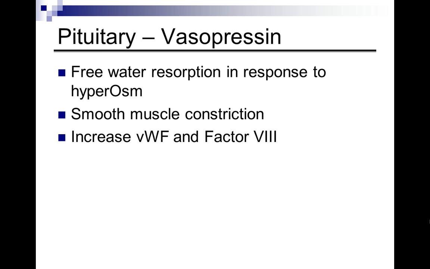I'm not going to get into too much more detail about the other hormones that can be secreted from the pituitary gland. I would like to just touch for a moment on vasopressin, which we said is secreted from the posterior pituitary. Vasopressin is responsible for resorption of free water in response to hyperosmolarity. Vasopressin also is a smooth muscle constrictor, and that's why we use it as a pressor in situations of sepsis or hypotension. And vasopressin increases von Willebrand's factor and factor VIII.